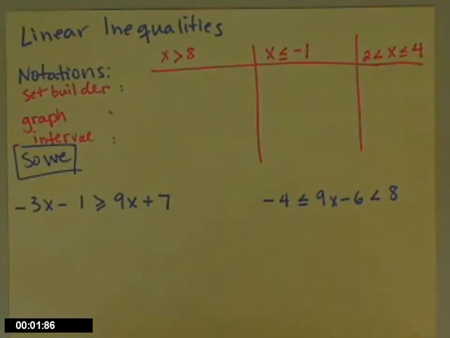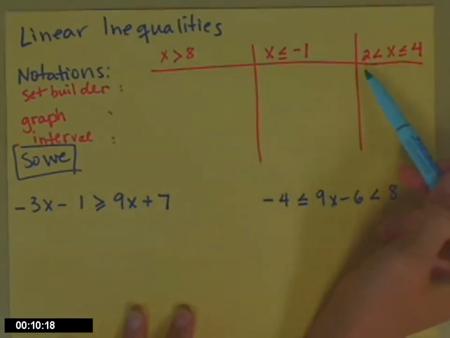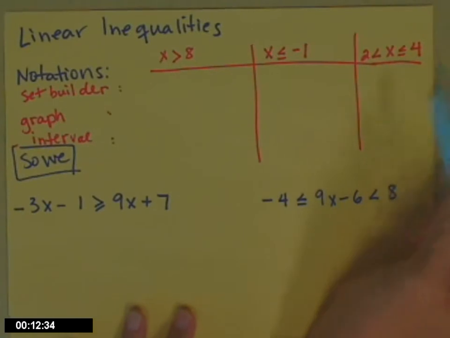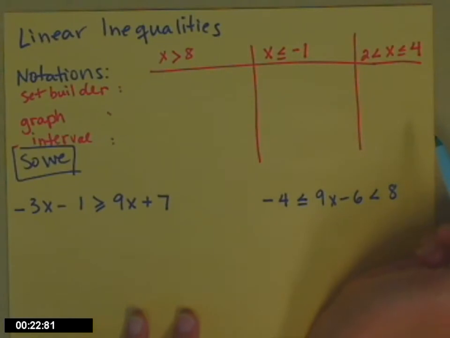So linear inequalities in one variable are things like I have written here. x is greater than 8, x is less than or equal to -1, or 2 is less than x, which is less than or equal to 4. What you're looking for is all of the x's that you can plug in there that will make a true statement. One of the first things we need to get a hold of are all of the different notations, and there are 3 of them that we're going to want to look at.